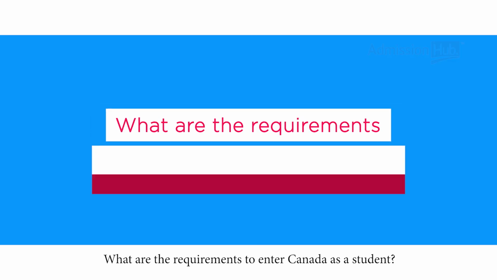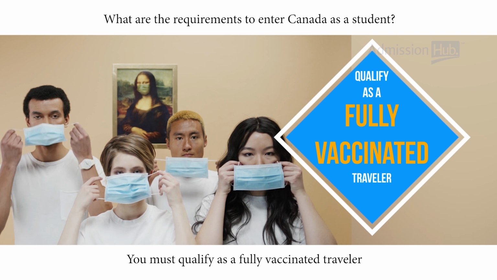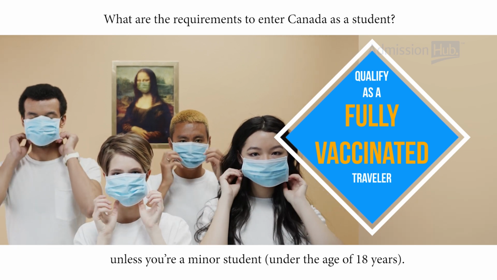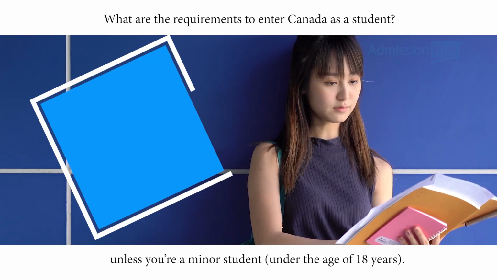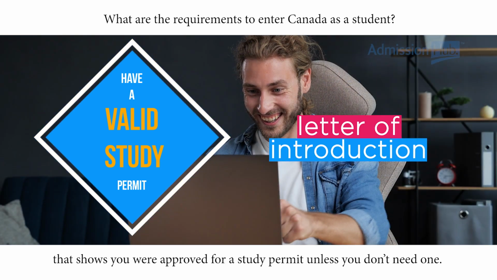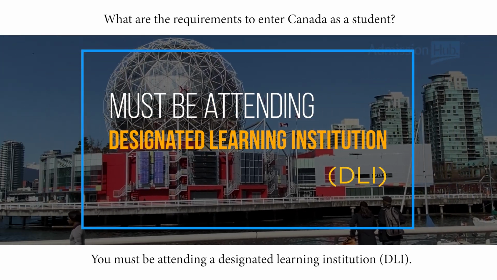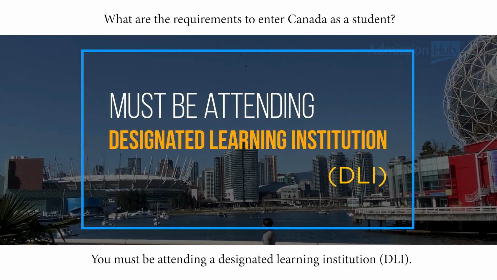What are the requirements to enter Canada as a student? You must qualify as a fully vaccinated traveler unless you're a minor student, under the age of 18 years. You must have a valid study permit or a letter of introduction that shows you are approved for a study permit unless you don't need one. You must be attending a designated learning institution, DLI.